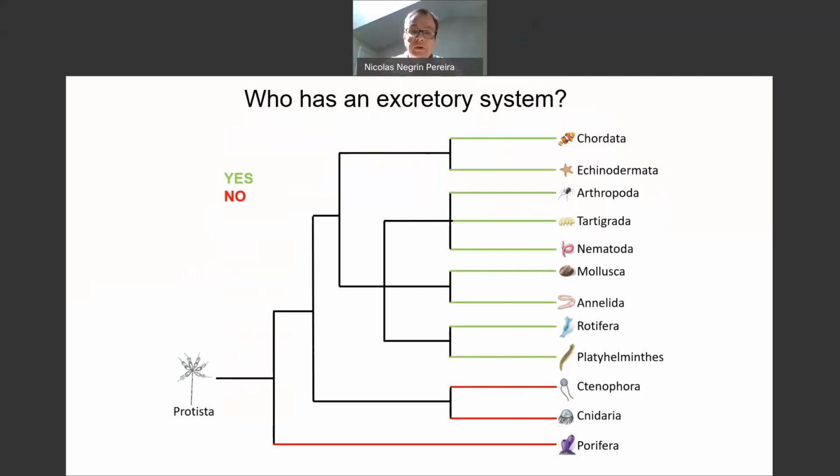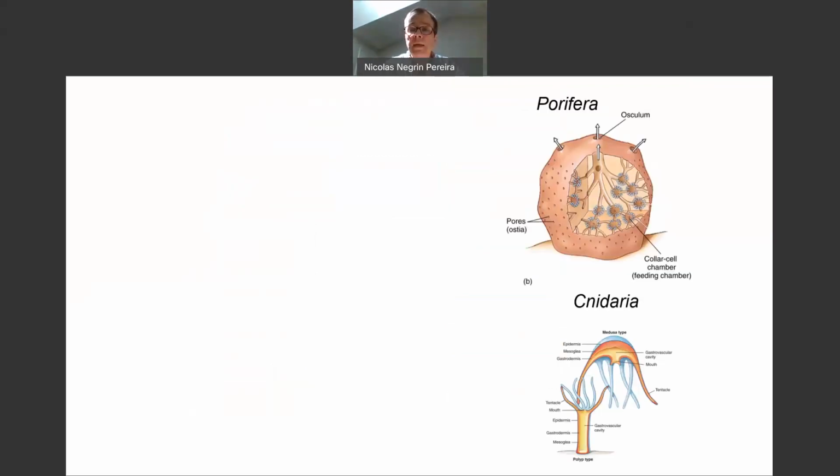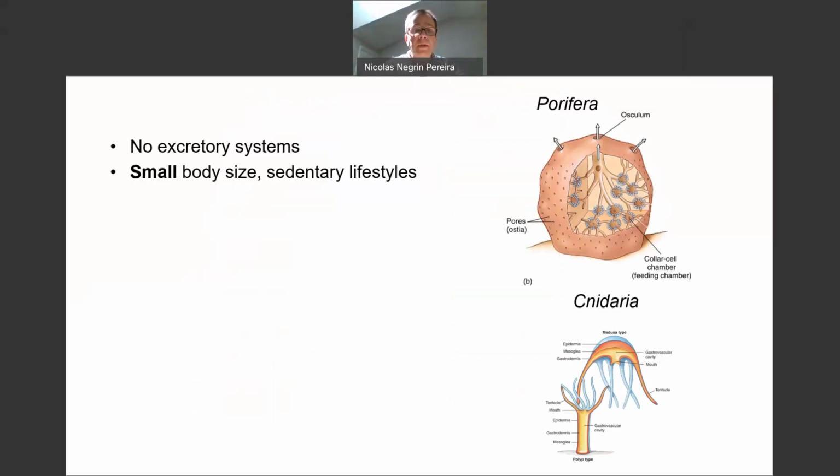But when we look at all the other animals throughout evolution, we see that all of them, from Platyhelminthes, Rotifera, Annelida, Mollusca, Nematoda, Tardigrada, Arthropoda, Echinodermata, and Chordata, present more or less developed, or more or less complex, excretory systems. Now, let's start with a simpler one. Porifera, Cnidaria, and Ctenophora, as we said, have no excretory system.